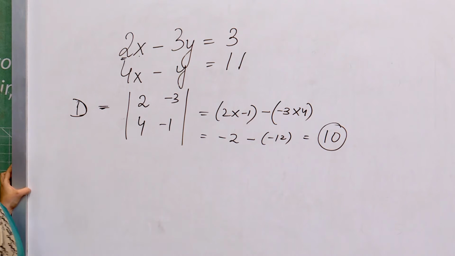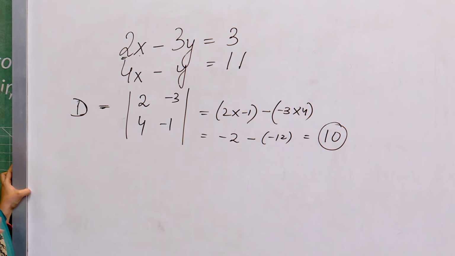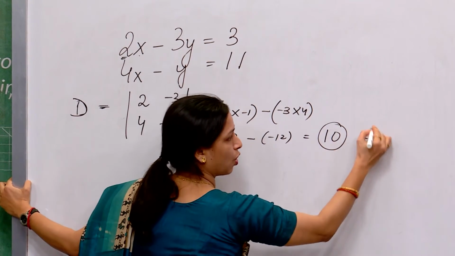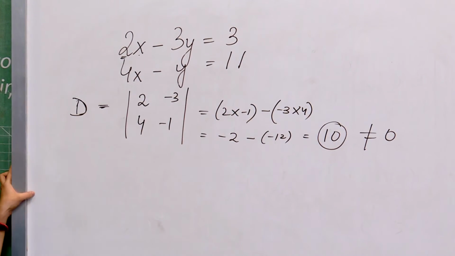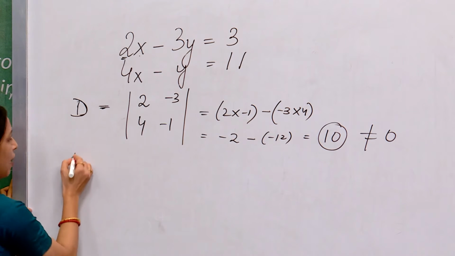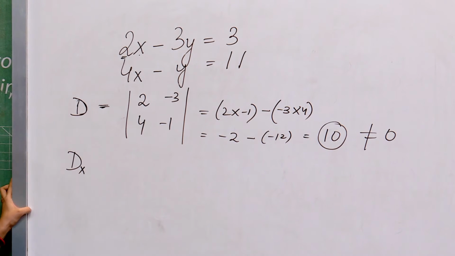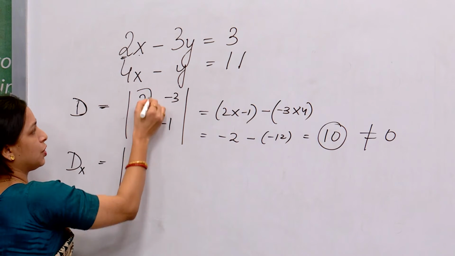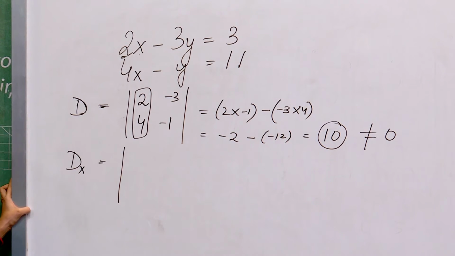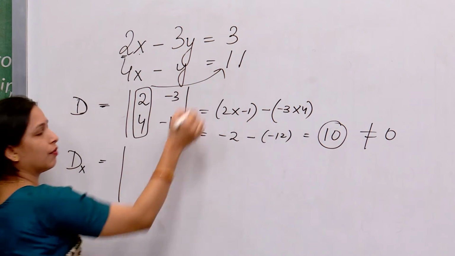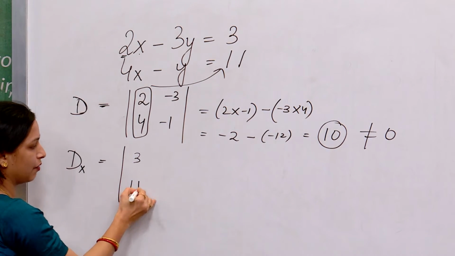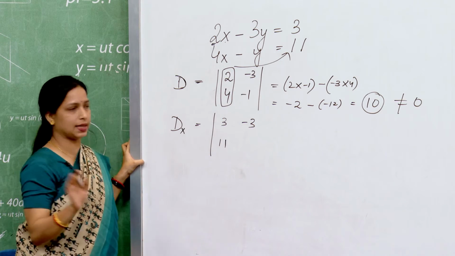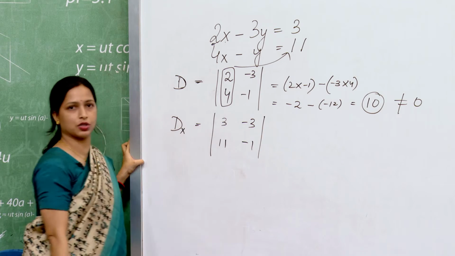Remember, the determinant of the coefficients must not be equal to 0; only then can we follow Cramer's rule. Here the determinant is 10, which is not equal to 0, so we can follow the next step. We have to find Dx. In Dx, we substitute the coefficient of x with the known values, that is 3 and 11. The y coefficients remain the same, that is -3 and -1.